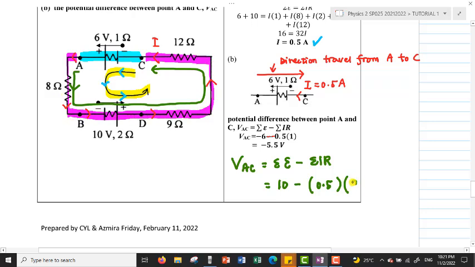So we are going to have 8 ohm, then the internal resistance 2 ohm, and 9 ohm plus 12 ohm. Okay, so if we solve it, we still can get the potential difference is -5.5 volt. So it doesn't matter whether you want to consider this circuit path or the longer circuit path here, as long as it's between point A and point C.